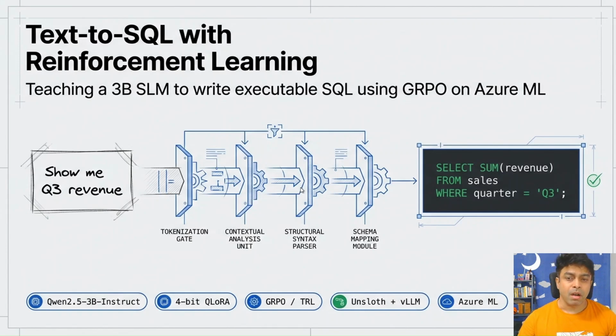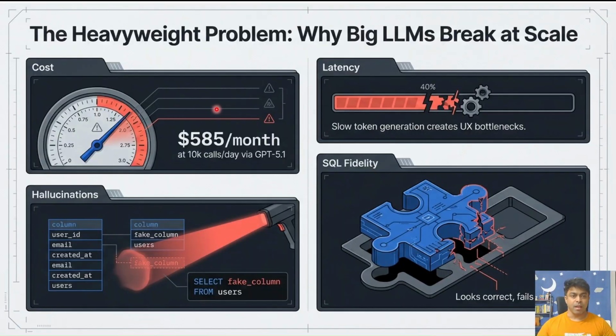So in this video, I'll show you how text-to-SQL becomes a heavyweight problem with large language models and how execution-aware reinforcement learning on SLMs offers a cleaner, cheaper, and more scalable alternative. Now let's start by understanding why this problem becomes so heavy in practice. There are four major challenges that show up consistently in real-world deployments, and what we have learned by working with customers on the same problem.